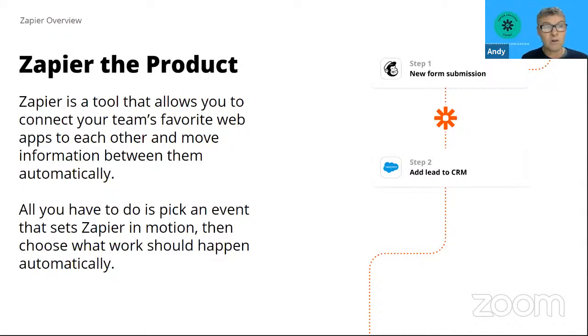Okay, so just a little bit more about Zapier, the product. It's a tool that allows you to connect your favorite web apps together and move information between them automatically. All you have to do is pick an event that sets Zapier in motion, and then choose what work should happen automatically. We've got just a little picture here. We've got a MailChimp new form is submitted, and we're then using Zapier to add that lead into our Salesforce application.